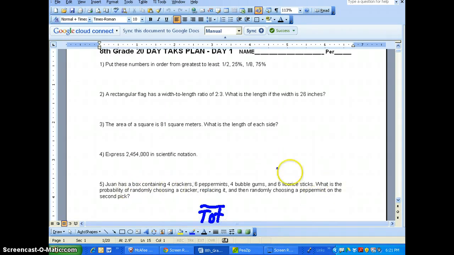On the first draw, what is the probability of choosing a cracker? Well, that's 4 out of the total number of items. Replacing it, and then choosing a peppermint on the second pick. Peppermint, there's 6 of them. Your total is still the same. How do you find the probability of both of those things happening at the same time? You multiply. Okay?